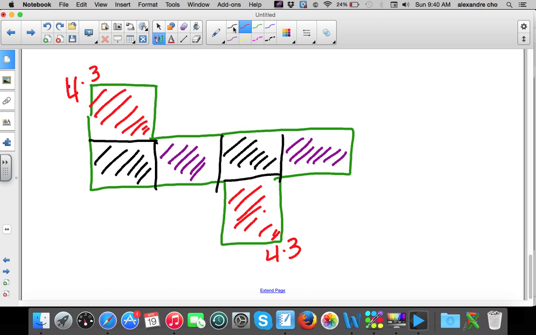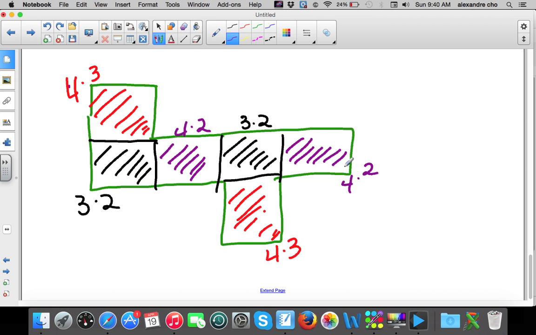Let's look at the one in black here. If you count, it looks like it's a 3x2. And guess what? This is also a 3x2. And the one in the corner here, purple, it looks like a 4x2. And this is also a 4x2.